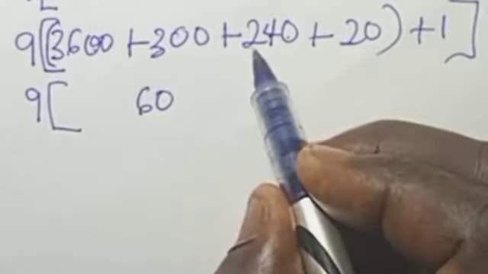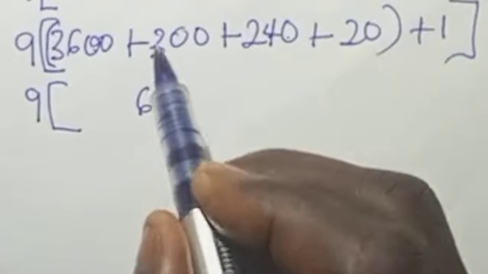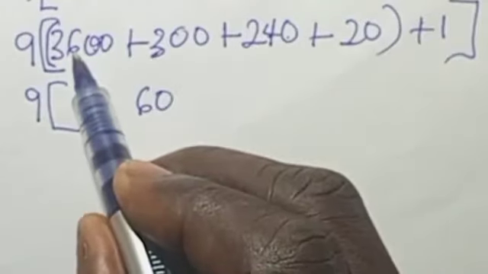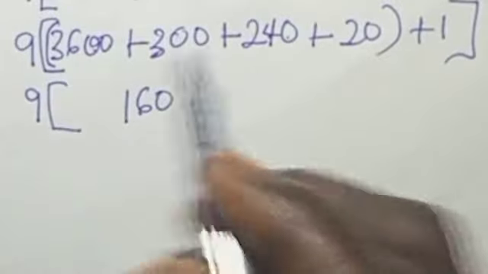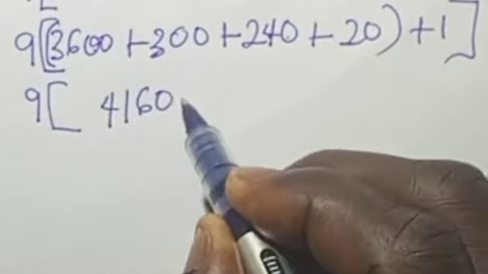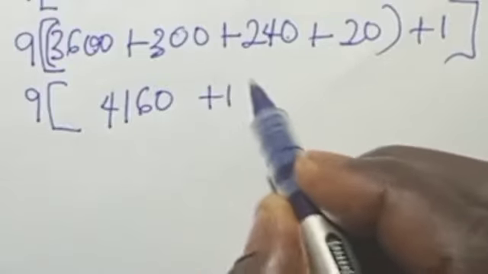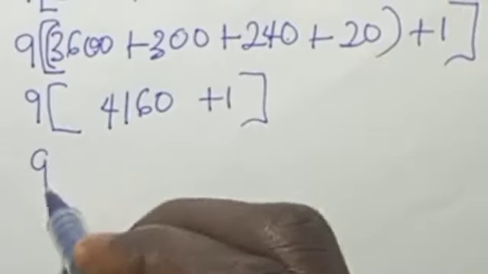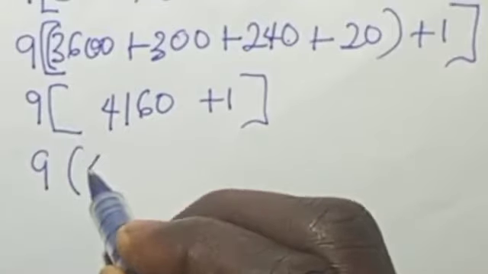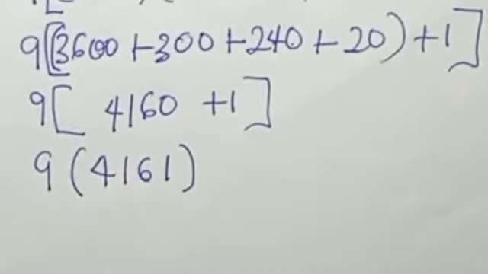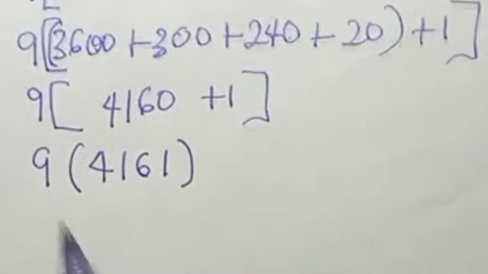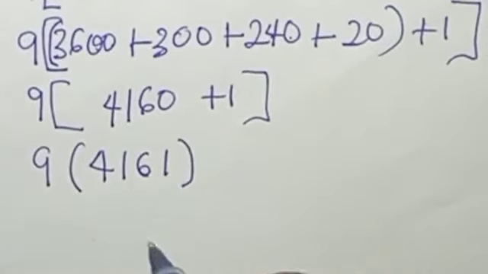Here, the third digit, 2 plus 3, 5, plus 6, that is 11. Carry 1. And plus 3, that is 4. Plus 1. So we will have 9 times 4161.